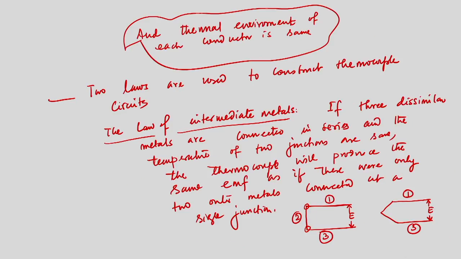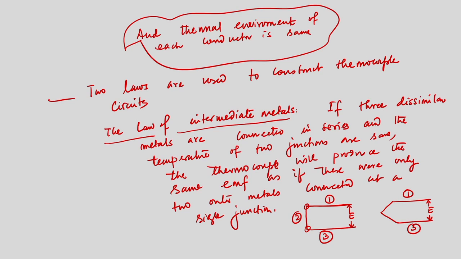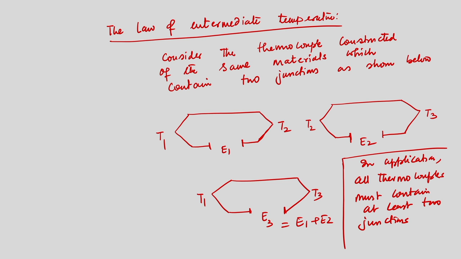So, from these three effects we can say that a thermometer can be created by calibrating the output voltage across the non-junction ends of the wire if the current is very small, not very high, and of course the thermal environment of each conductor is the same. And from there we have seen two laws which are used to construct the thermocouple circuit: the law of intermediate metals and the law of intermediate temperature.